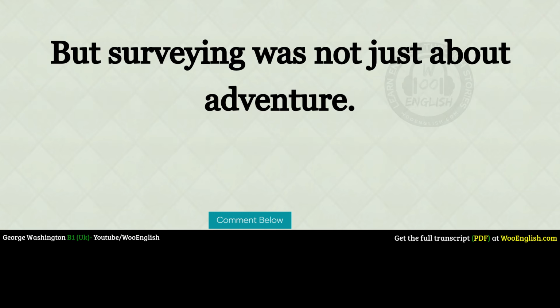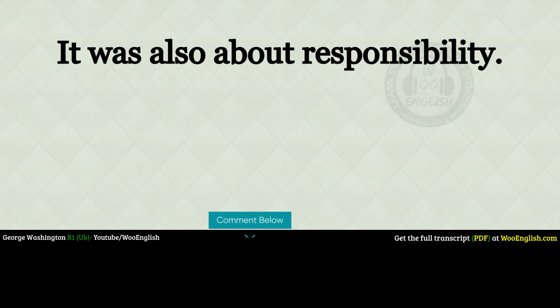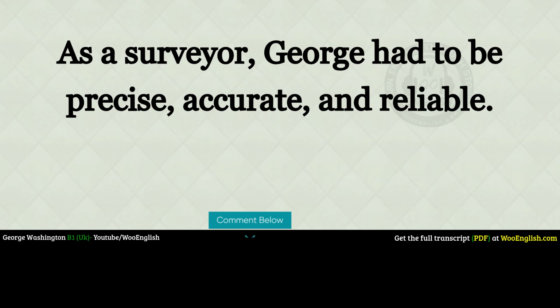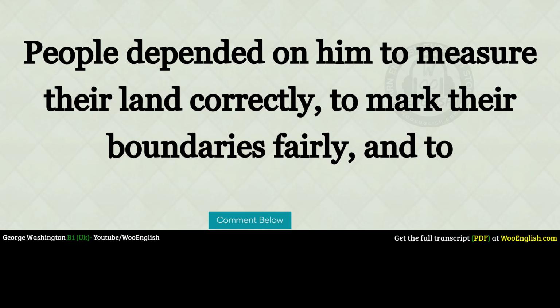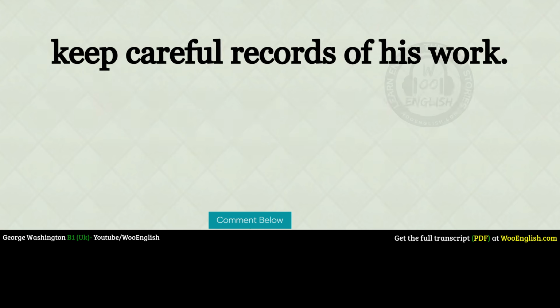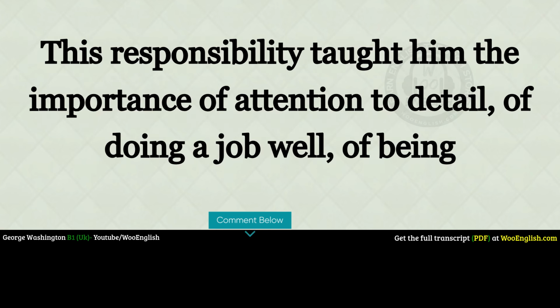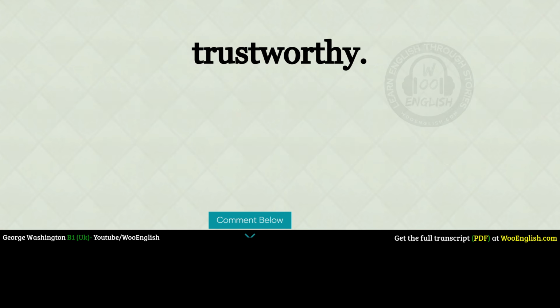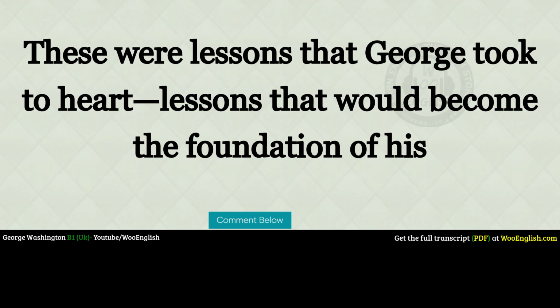But surveying was not just about adventure. It was also about responsibility. As a surveyor, George had to be precise, accurate, and reliable. People depended on him to measure their land correctly, to mark their boundaries fairly, and to keep careful records of his work. This responsibility taught him the importance of attention to detail, of doing a job well, of being trustworthy. These were lessons that George took to heart, lessons that would become the foundation of his leadership.